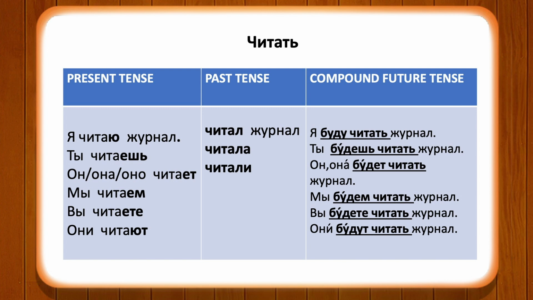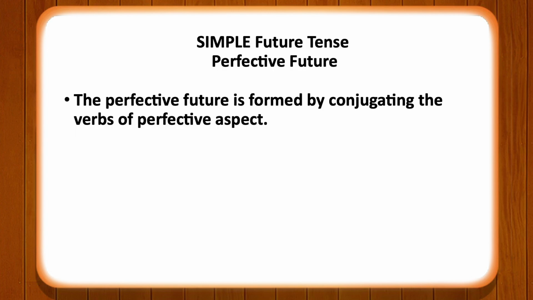So, я читаю, я читала, я буду читать. The perfective future. Remember we had talked about the two forms in future tense. One was the simple form, another one was the compound form. You have just learnt the future tense in the compound form. The simple form is formed with the use of perfective verb. It is also called perfective future. The perfective future is formed by conjugating the perfective infinitive. This you will be learning in the module on aspects of verb.